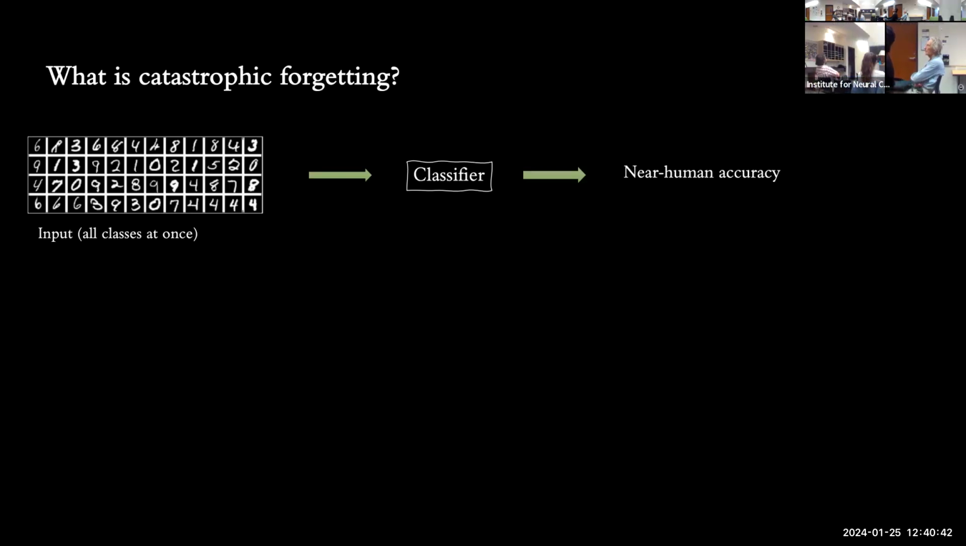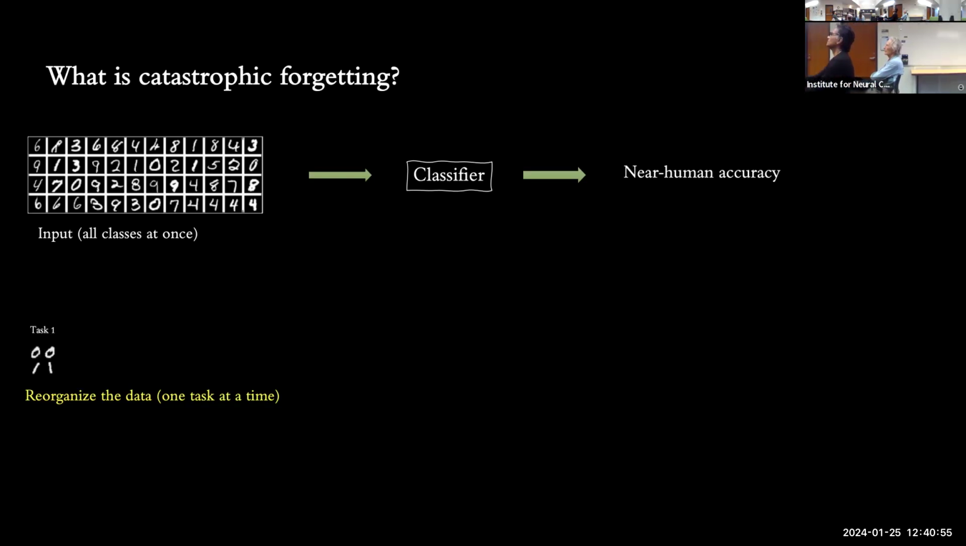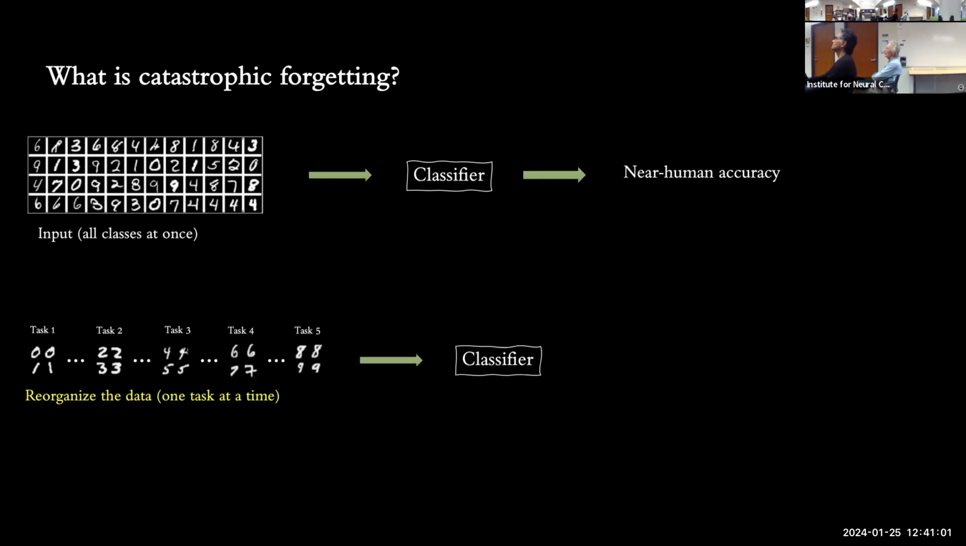However, if I just make a tiny change to this training process, as I described before, instead of inputting all the data at once, I have the model learn one task at a time. For example, I ask the model to learn 0 and 1 first, and then 2 and 3, and so forth. Even if I input them into the same classifier, after I train with task 5 and then go back to test the model's performance on task 1, I will get near random performance. So this is catastrophic forgetting, which means the model forgets what it learned before.